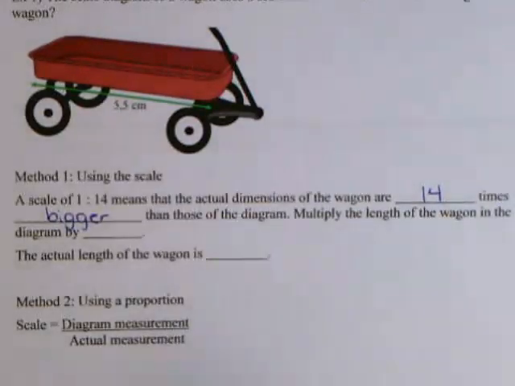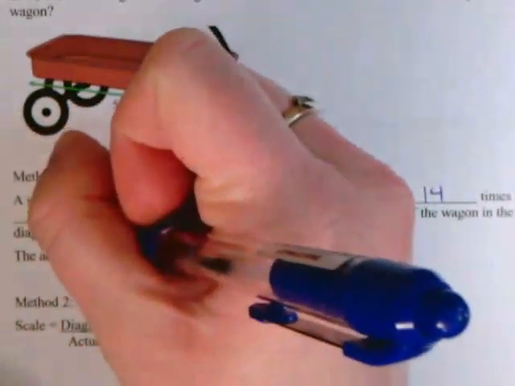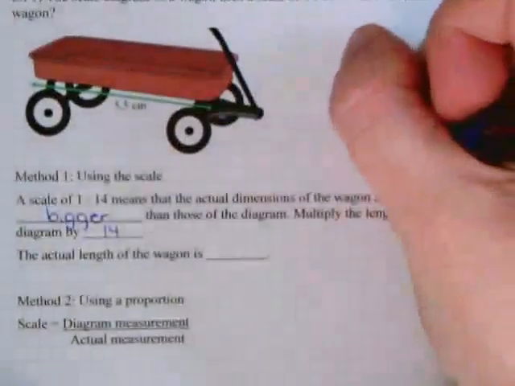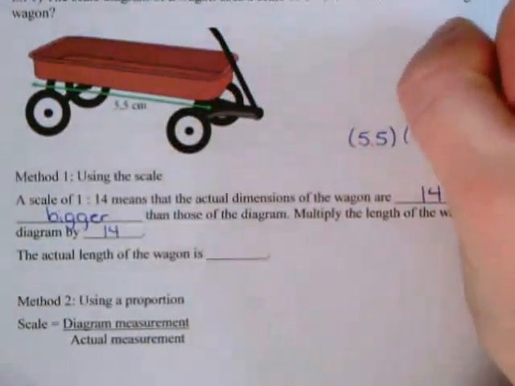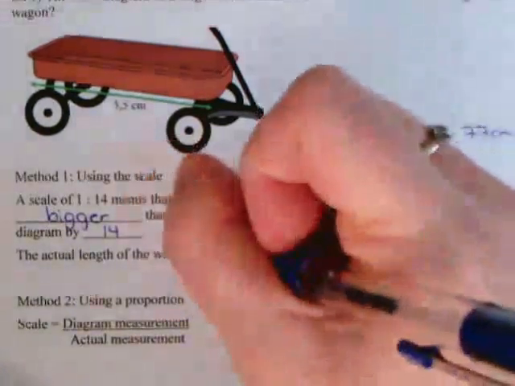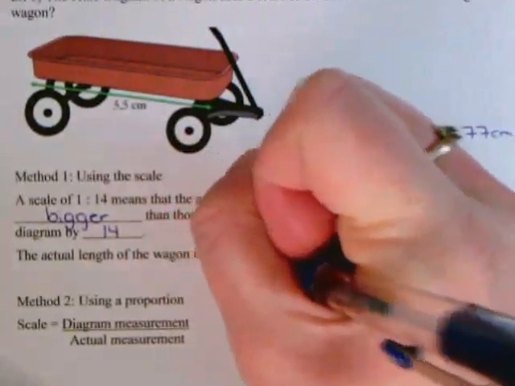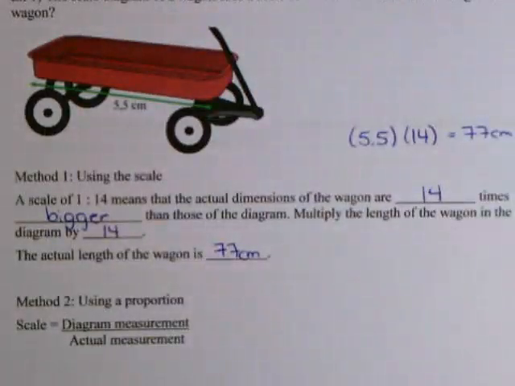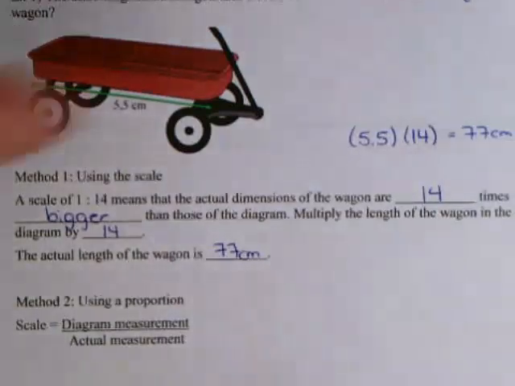So it means that it is an enlargement, is what we call, like the real wagon is enlarged compared to the drawing. Now, if you multiply the length of the wagon in the diagram by 14, you would have the following math. So you do 5.5 times 14, and that will give you a total of 77 centimeters. And so the actual length of the wagon is 77 centimeters. And so we would write that down with units because we are trying to figure out the length of something.